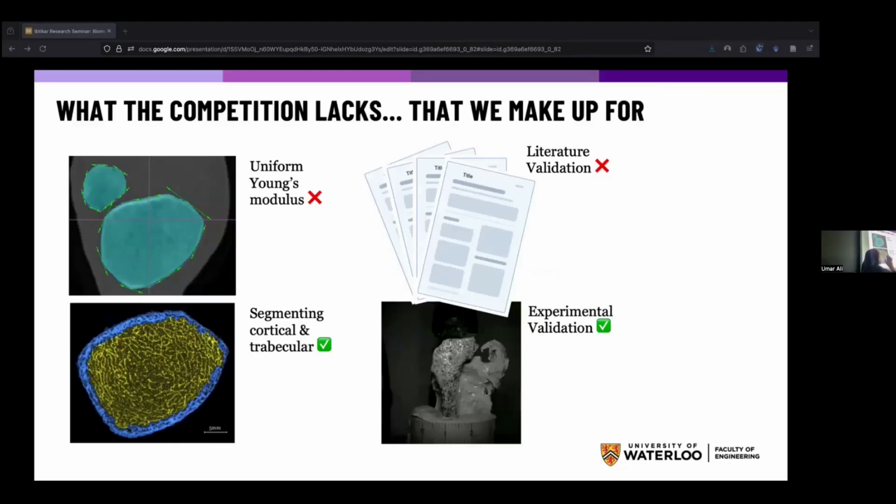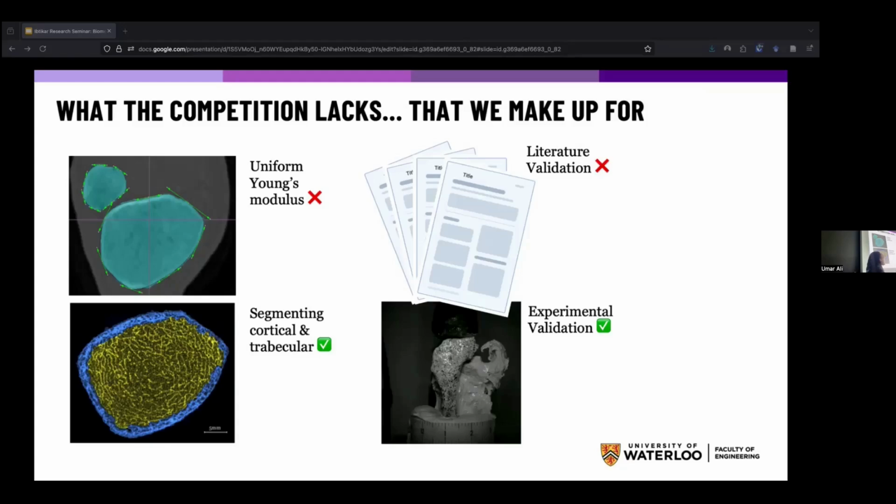And I just want to bring back what is currently happening in the field and what we're making up for: other researchers like to use a uniform Young's modulus. During the segmentation process, they just take the entire bone and eradicate any trabecular bone or cortical bone differences and take a uniform Young's modulus and density. And we can see how problematic that was with the results that we were given. So we decided to use a segmenting method which is able to pick up the low density of the trabecular and high density of the cortical.